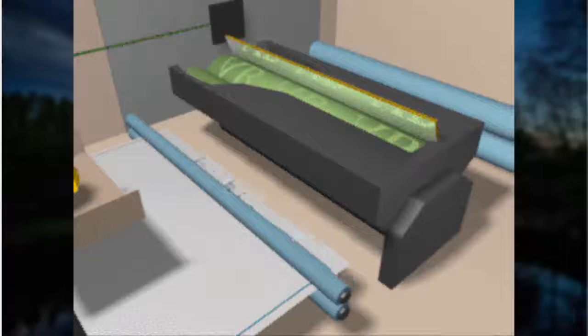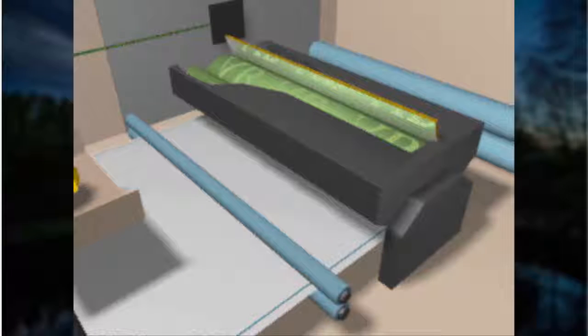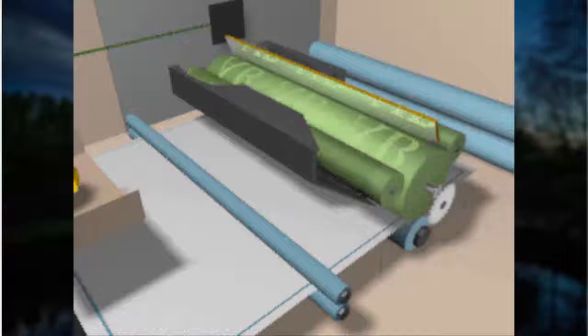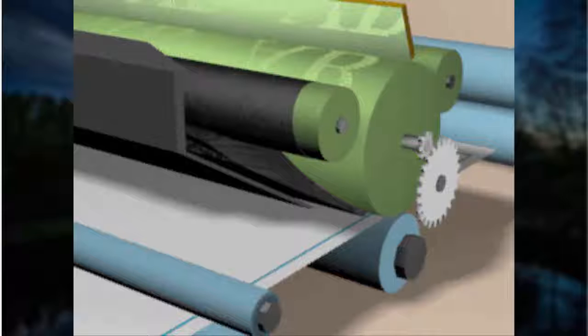Meanwhile, a sheet of paper is pulled into the printer. It passes between two rollers that give it a static charge of its own, exactly the same as that created by the laser, only stronger.